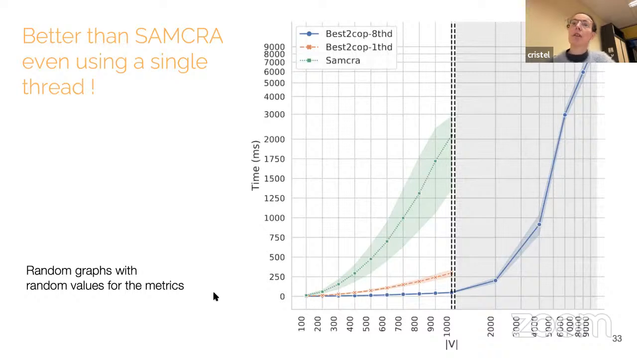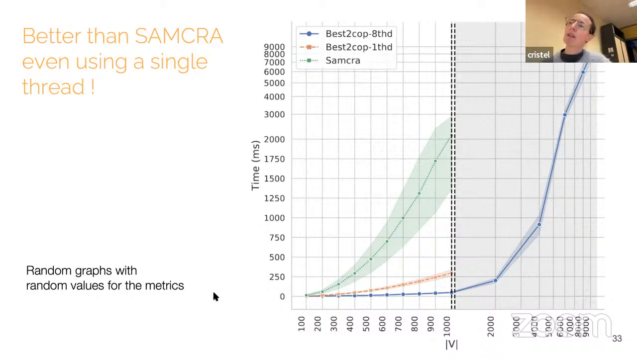So now we've compared this approach to the existing and the mostly known algorithm in the space, which is SAMCRA. And so you see that SAMCRA is Dijkstra based, so it's not easily parallelizable. And we compare it with our algorithm, which we call best to cop, and here it's 1 thread versus 8 threads. So in blue it's 8 threads, and you can see that with 8 threads we can compute for much larger topologies.